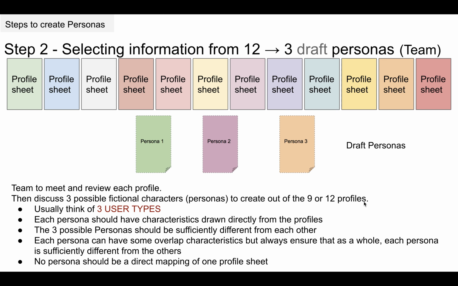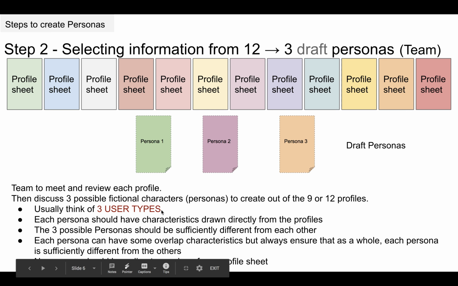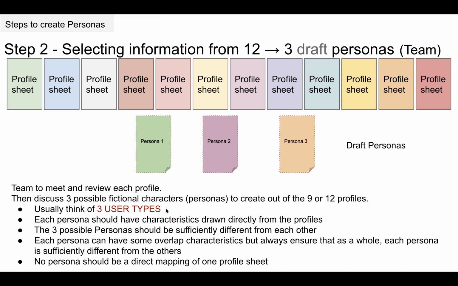So how do we condense, how do we look at those 12 or 9 and think about 3 different people? How can we create 3 fictional people out of that? As I said before in the previous slides, think about 3 user types maybe, or think about 3 distinct, different types of persons of the people you have interviewed. Okay, if you're unsure, you should check with us.